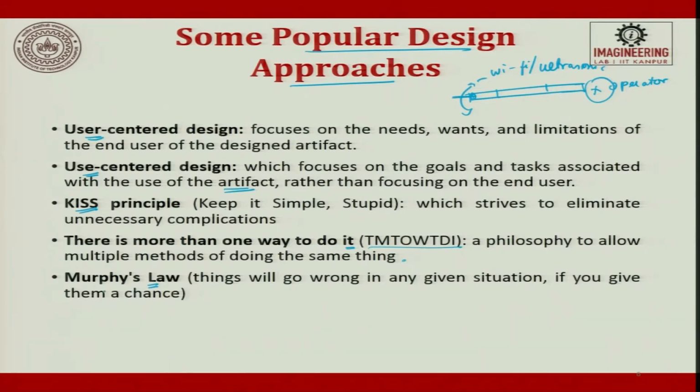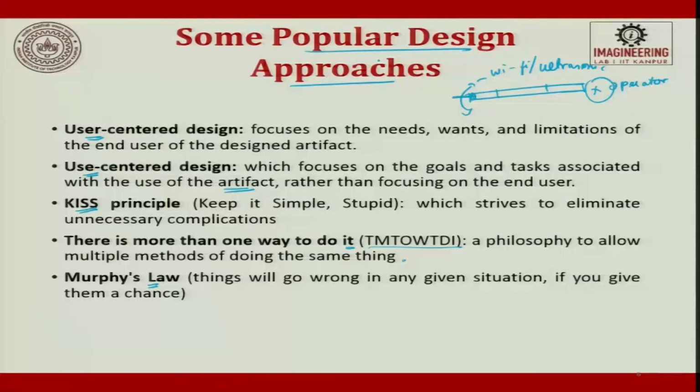And the last approach is Murphy's approach. Things will go wrong in any given situation if you give them a chance. This is Murphy's law. So, here again it is overlapping with the KISS example. Try to make all the assemblies foolproof. For example, you buy a RAM today, if you want to introduce it inside a slot, it will not allow you to press in the wrong direction, and if you apply a lot of force, even the RAM slots will get broken. So, here this tries to make sure that whatever assembly is done, it is foolproof.